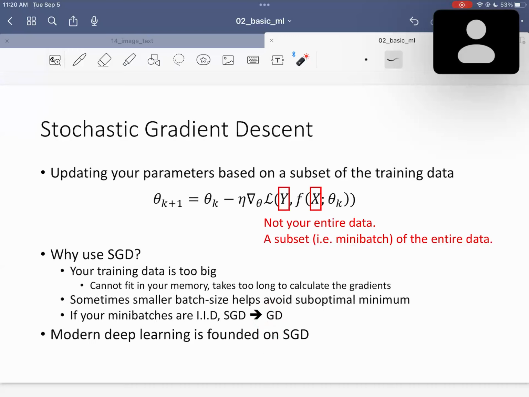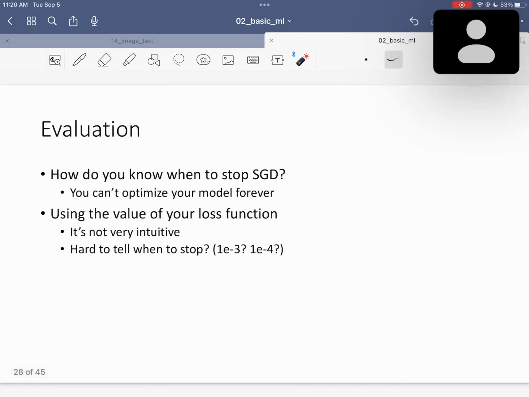So the question is: is there any criterion to say that the loss value is minimal enough to stop iterating? Good point. We're getting there. How do you know when to stop SGD? Because you can't optimize forever. You can run your SGD forever, and it'll keep updating your coefficients by very small amounts, but we don't have forever. We have to finish our training in a moderate amount of time, right?